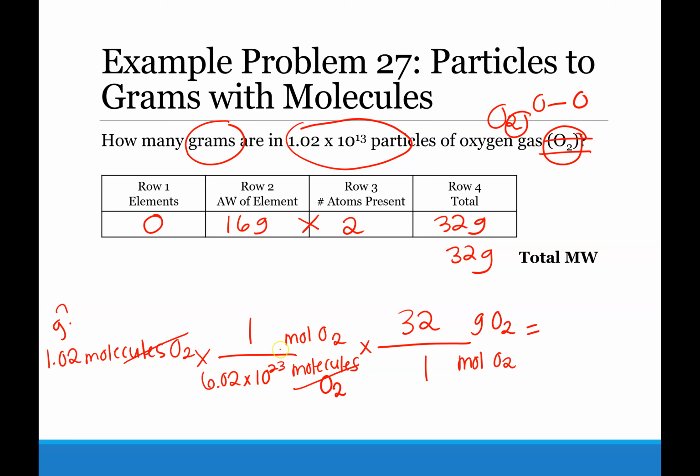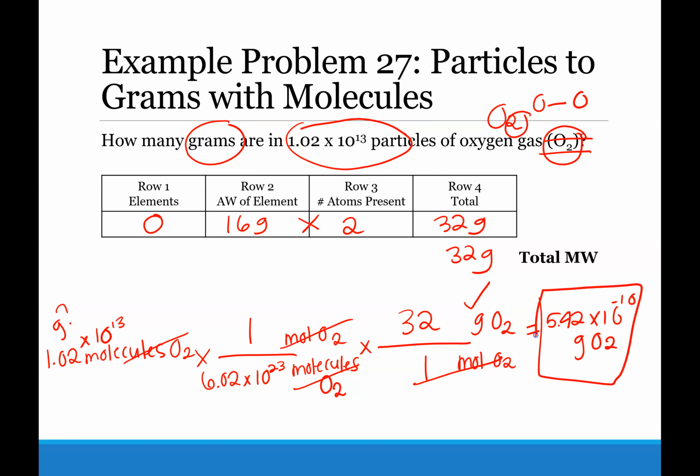So molecules cancels, moles cancels, and you're left in grams. So in your calculator, 1.02, and I'm not sure why I didn't finish writing the rest of it, times 10 to the 13 divided by 6.02 times 10 to the 23rd times 32 equals 5.42 times 10 to the minus 10 grams of O2.